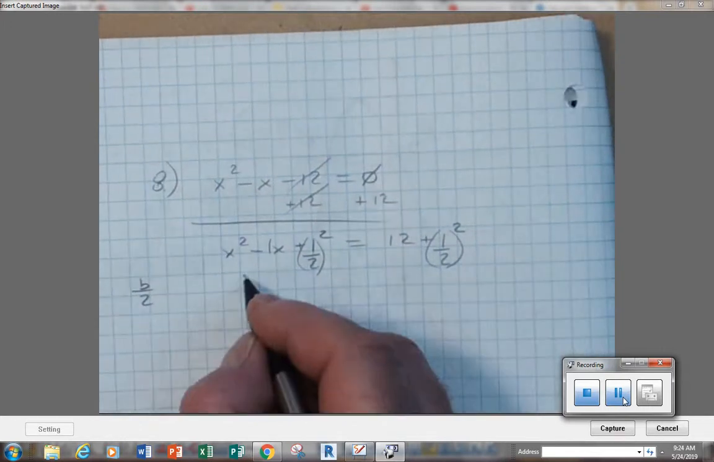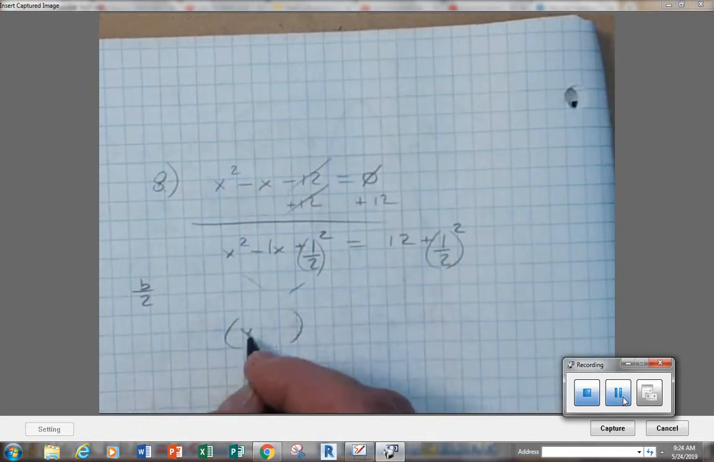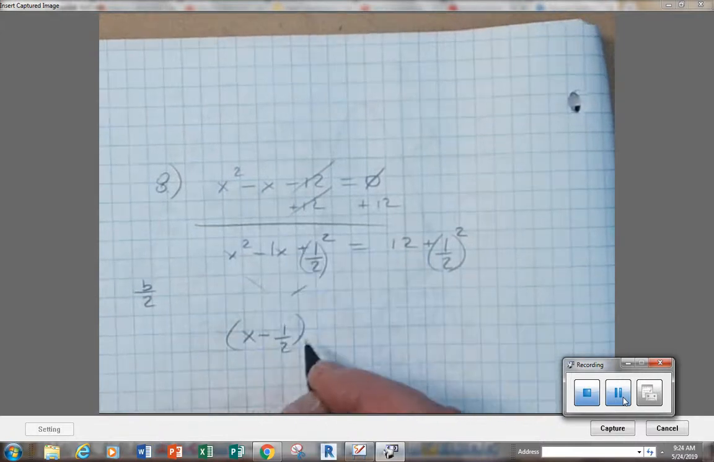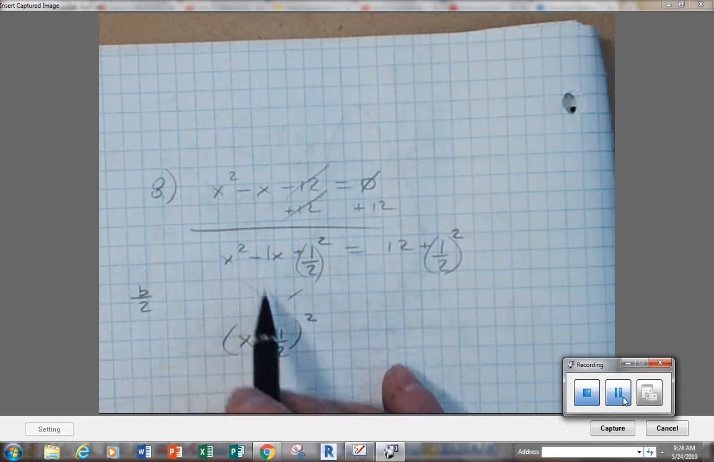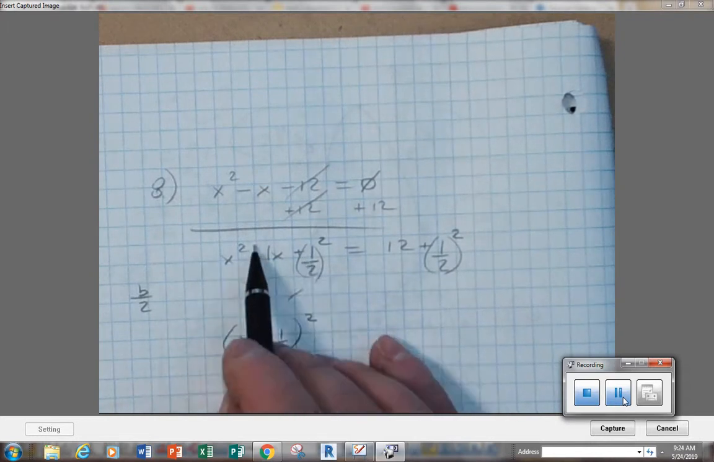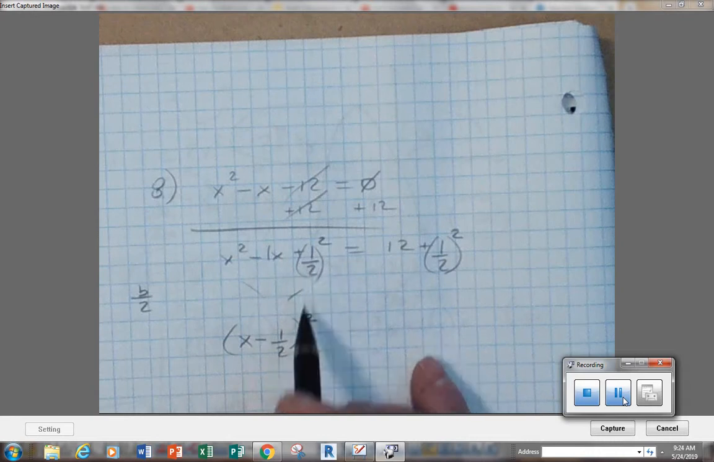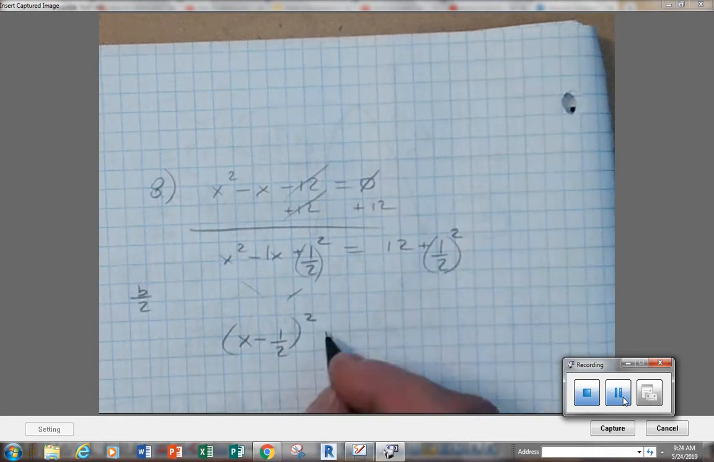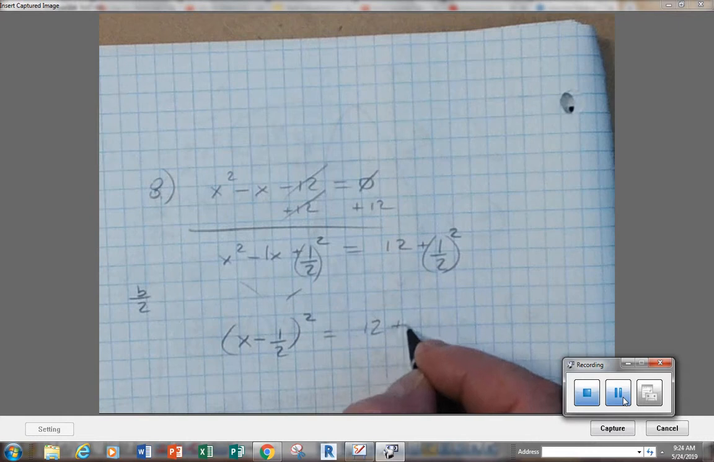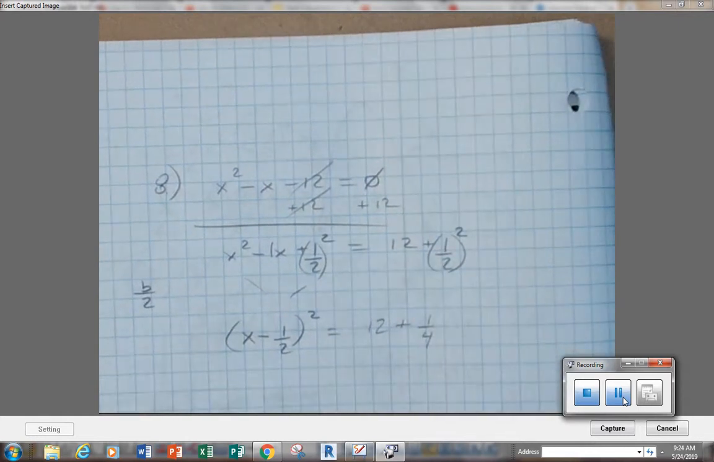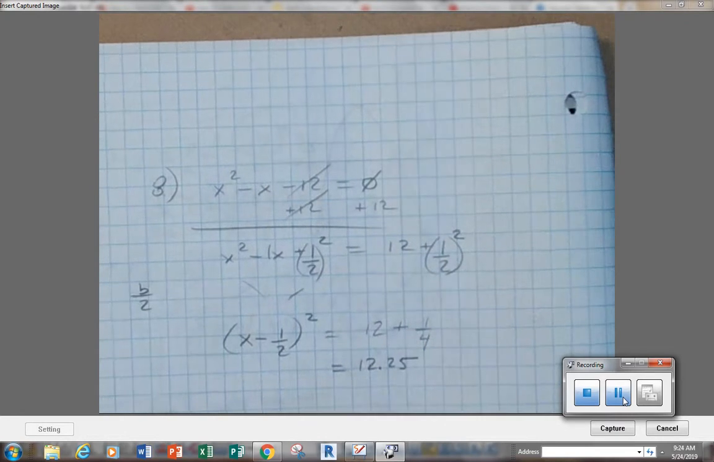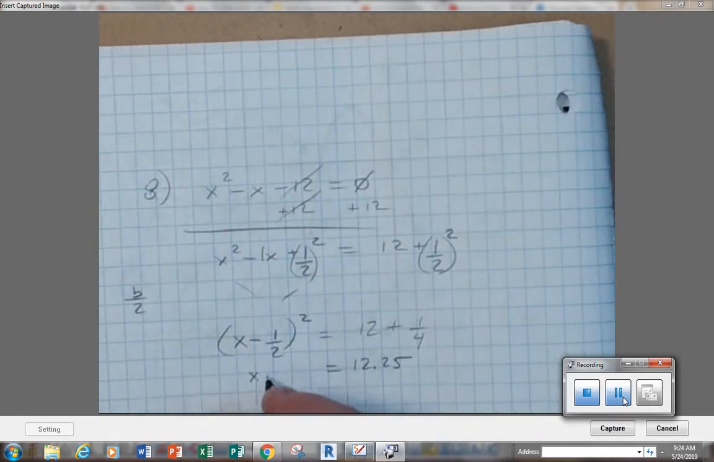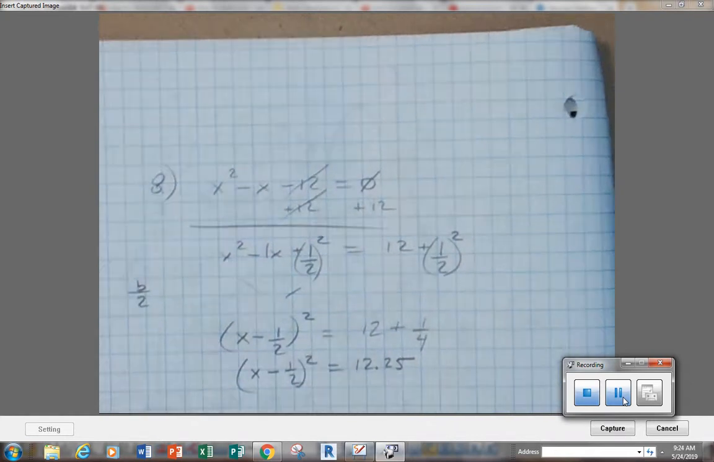Remember, this little trick ends up being x minus 1/2 squared. I want you to skip all that middle part here. Always when you add half of b squared, always x minus whatever that is squared you're adding. That goes right here. Got to do the same to this side right here. Ends up being 12 plus 1/4. So we'll call that 12.25. How about that? Maybe make this a decimal problem. I'll eventually change that to 0.5.